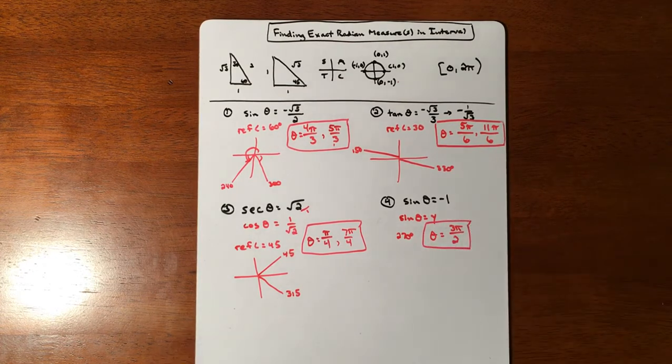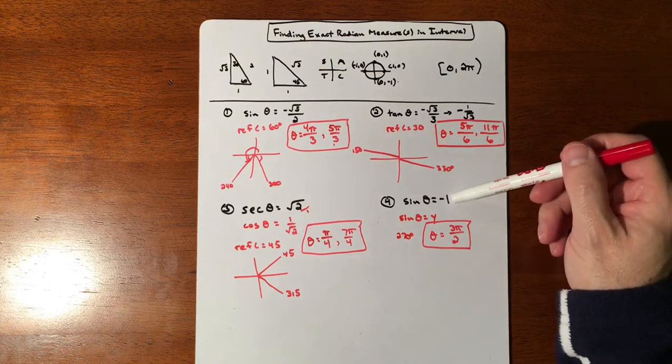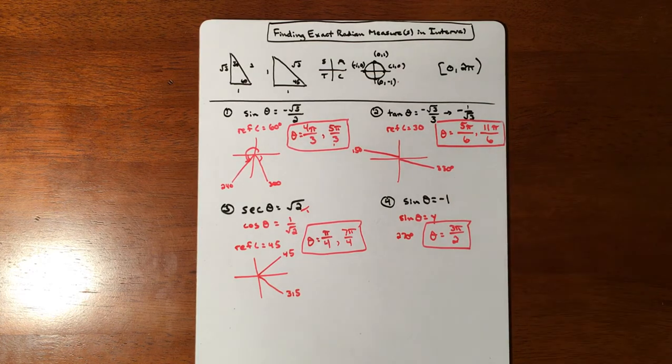Okay, so that was a few examples of working backwards, where they give you the value, the output, and you have to figure out what angle, input, or radian measurement it took to get that answer. Thanks.